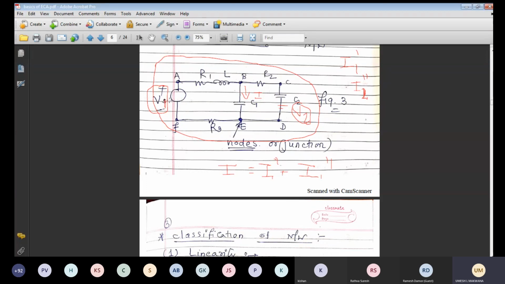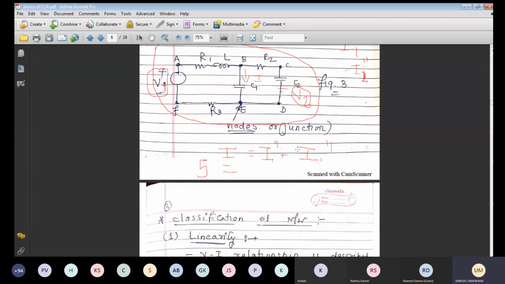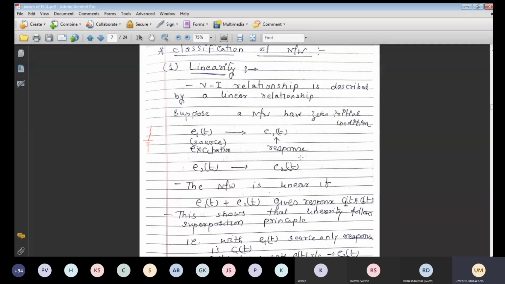That means if we apply both voltages simultaneously, the current I, suppose this current is 5 ampere, is given by the resultant, the algebraic sum of the currents: with the voltage source V1 the current is I1 dash, and with the voltage source V2 the current is I1 double dash. The resultant of these is known as I. So this is known as the superposition theorem, the superposition property.